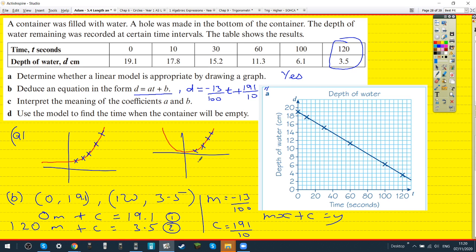Is c the y-intercept? Yep. And so b is the gradient. Wait, no, a is the gradient, sorry. Interpret would be in the context of the question. So if the y-intercept is 19.1 or 191 over 10, same thing, what is that in terms of time and depth of water?